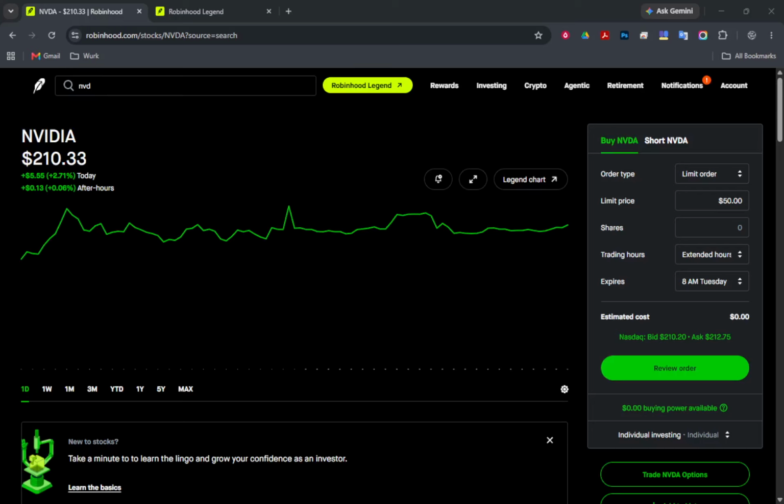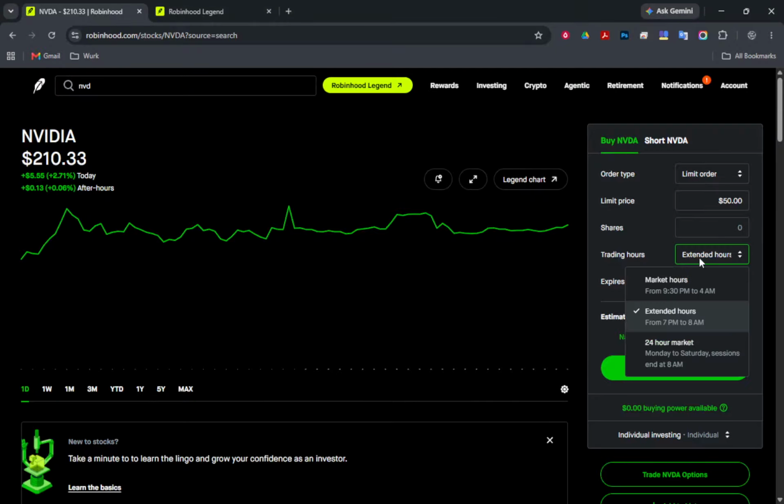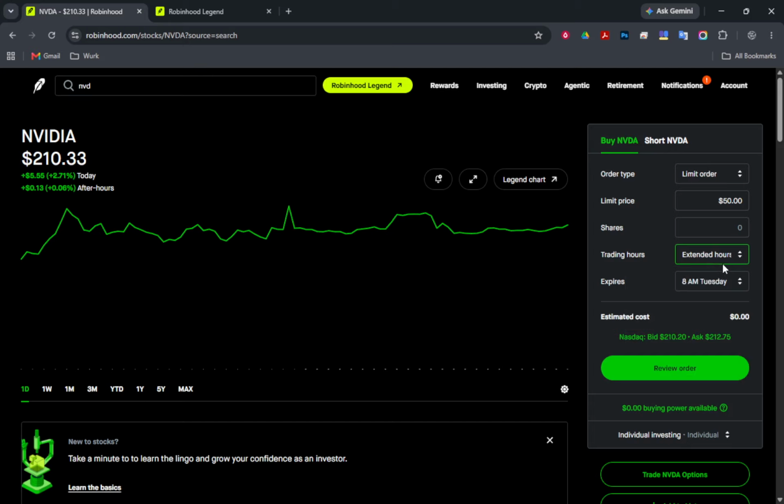In today's video, I'm going to teach you how to use Robinhood Extended Hours Trading. This feature allows you to trade eligible stocks and ETFs outside the regular US market session. Regular market hours run from 9:30 a.m. to 4 p.m. Eastern Time. However, with Robinhood Extended Hours, you can trade between 7 a.m. and 9:30 a.m. for pre-market trading and 4 p.m. to 8 p.m. for after-hours trading.